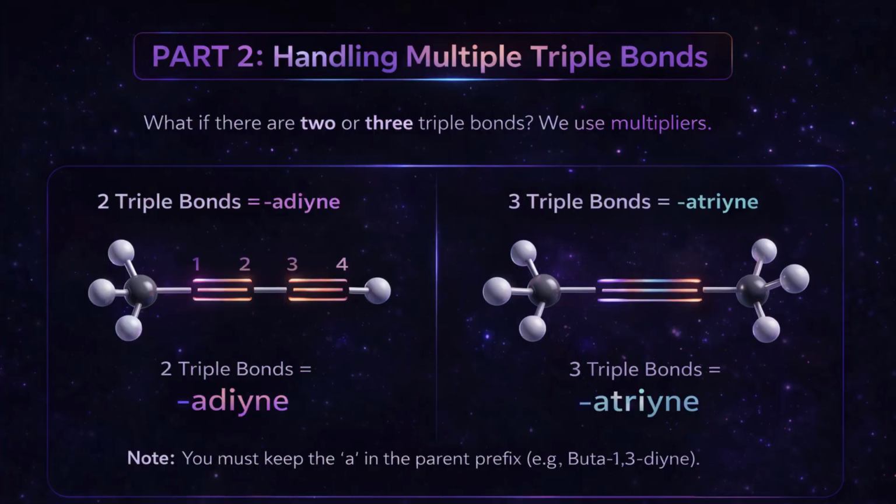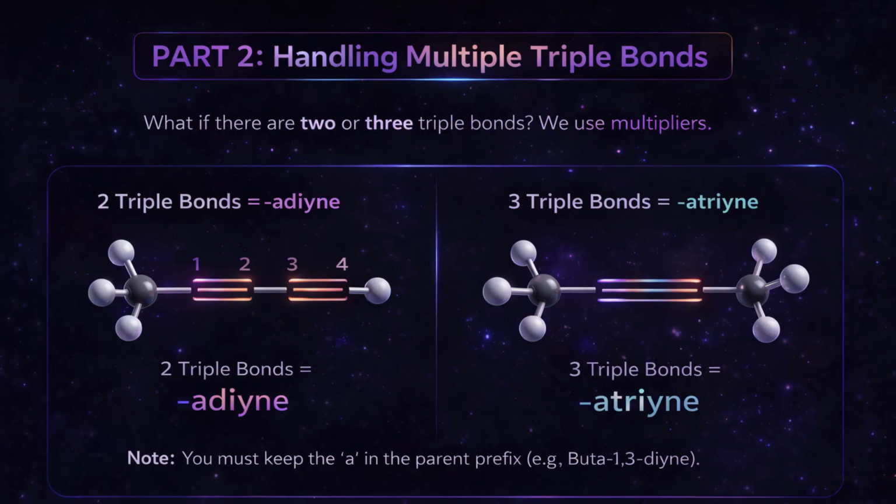So, you've mastered the single triple bond. But what happens when a molecule levels up? What if there are 2 or even 3 triple bonds in the same chain? Don't worry, the rules don't change. We just use multipliers to show the world exactly how many bonds we're dealing with. The multiplier rule: when you have 2 triple bonds, the suffix -ene becomes -adene. If you have 3, it becomes -atrine. It's like adding a prefix to the suffix.